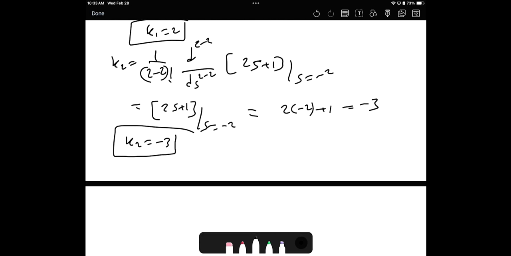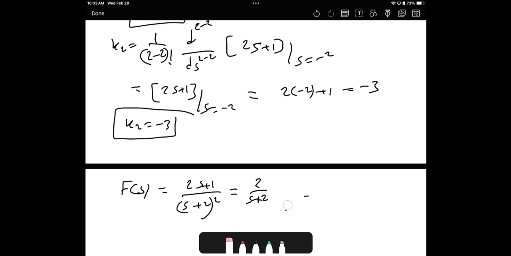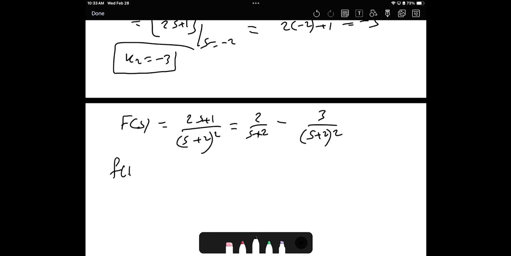Now, I'm ready to find f of s overall. F of s, again, was (2s plus 1) over (s plus 2) all squared. Then you can substitute it to be 2 over s plus 2, minus 3 over (s plus 2) all squared. Now I need to do the Laplace inverse to find f of t. The Laplace inverse of the first one is the exponential, so it will be 2 e power negative 2t u of t.